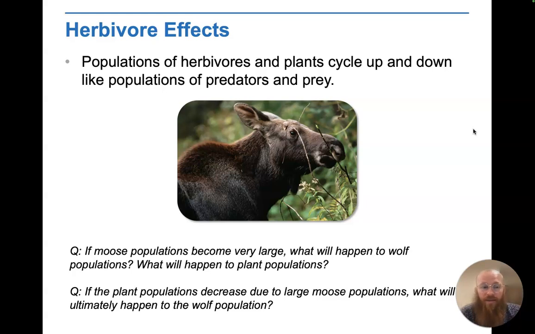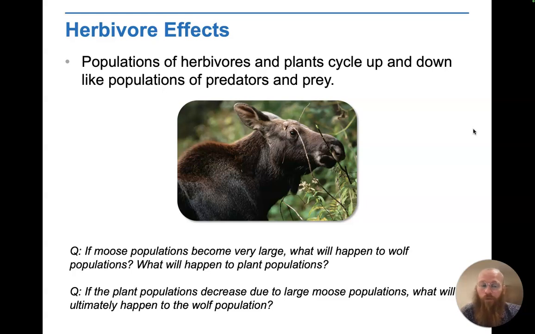Okay, so take some stepwise thinking there. So plant populations go down. Moose populations have to then compete for limited plant resources, so increased competition. There could be a lot of moose that don't have enough food to survive. So increased death rate, decreased birth rate, moose populations go down.